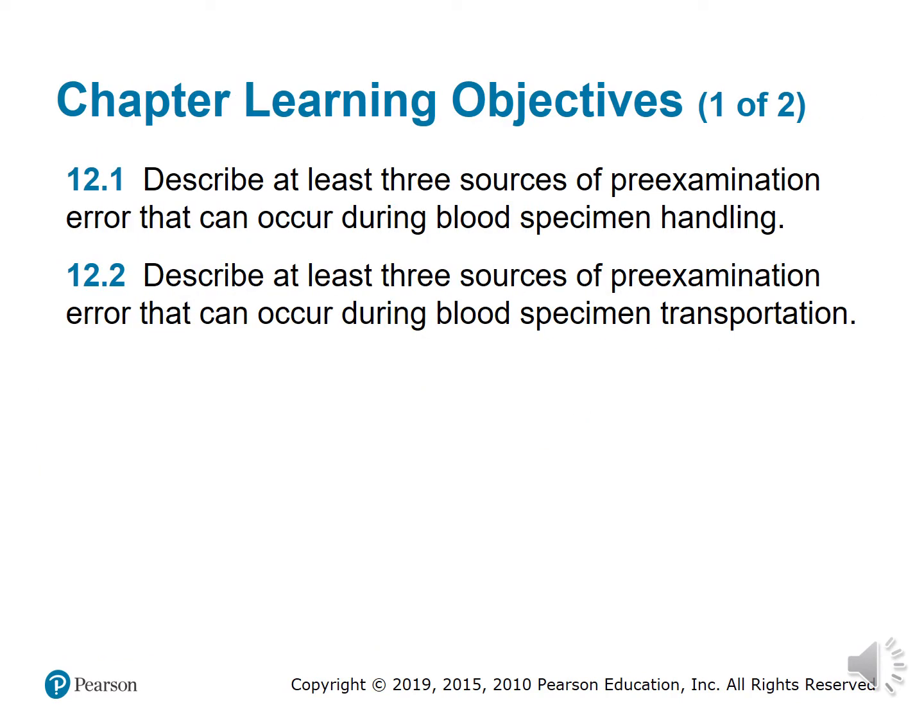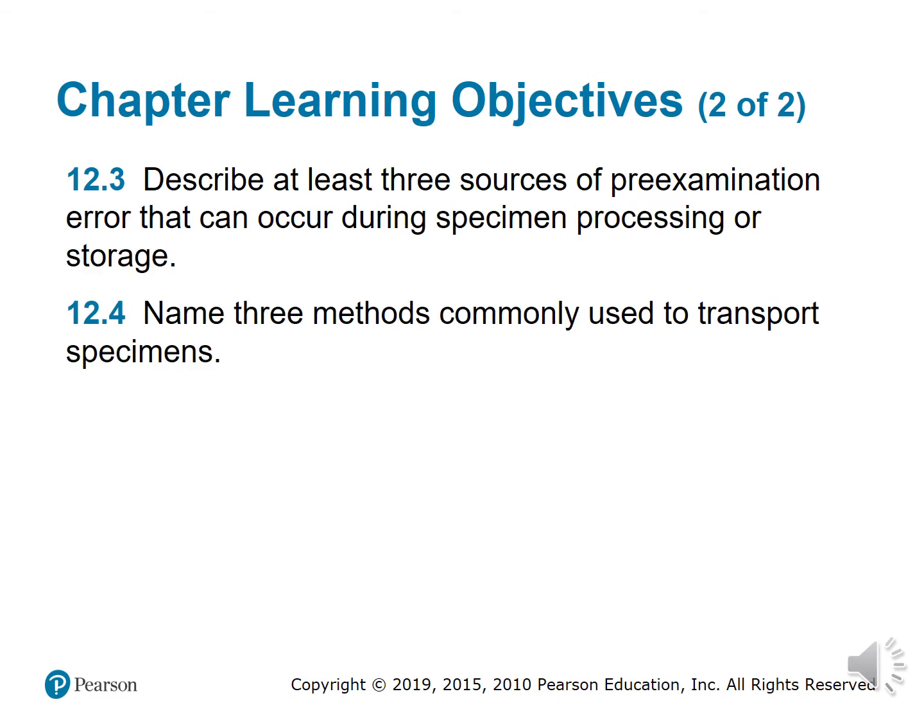All right, chapter learning objectives. Upon completion of this chapter, you will be able to describe at least 3 sources of pre-examination error that can occur during blood specimen handling, describe at least 3 sources of pre-examination error that can occur during blood specimen transportation, describe at least 3 sources of pre-examination error that can occur during specimen processing or storage, and name 3 methods commonly used to transport specimens.